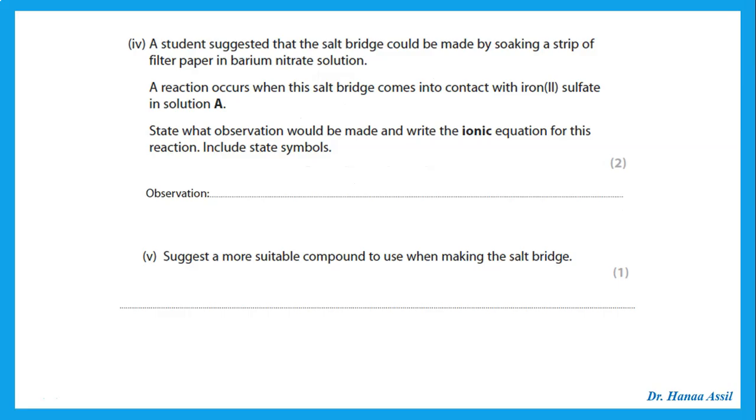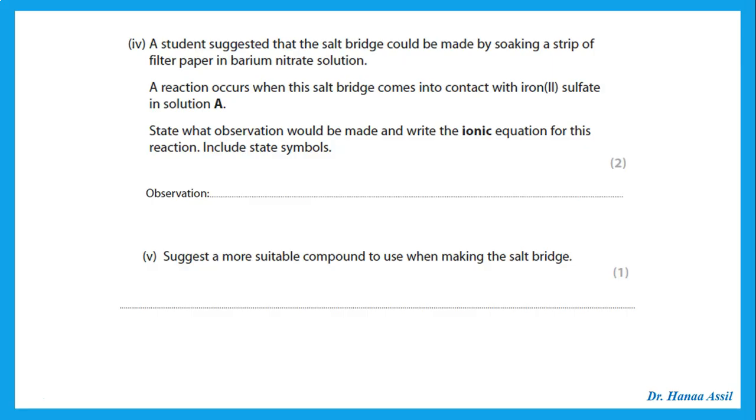A student suggested that the salt bridge could be made by soaking a strip of filter paper in barium nitrate. So he's using, instead of a U-tube with concentrated solution, a filter paper to connect them. That's okay. But he's soaking the filter paper in barium nitrate. So actually, the salt bridge now has barium nitrate solution. A reaction occurs when this salt bridge comes into contact with iron 2 sulfate.